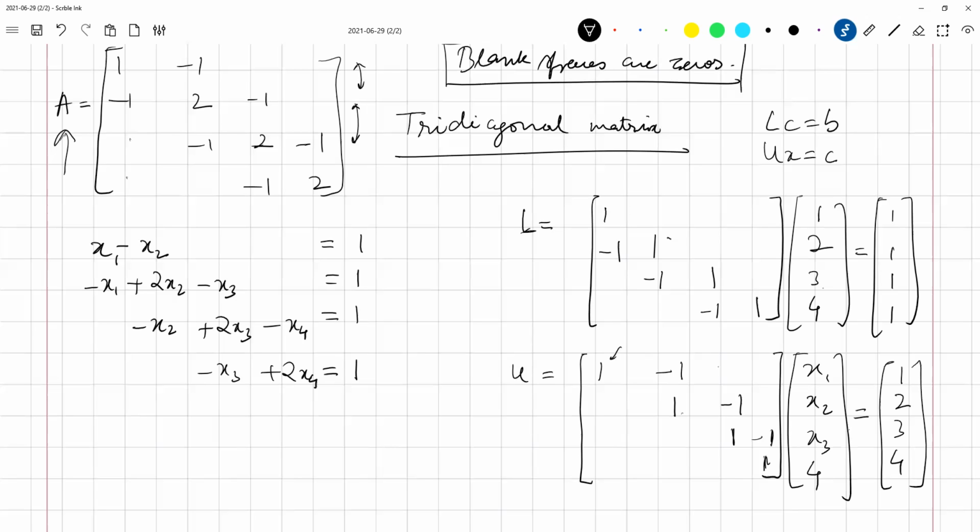Now, for the third row, X3 minus 4 is equal to 3. So what will be X3? 7. Now, X2 minus 7 is equal to 2, so this is going to be 9. X1 minus 9 is equal to 1, so this gives me a 10. Okay. Yes, sir.